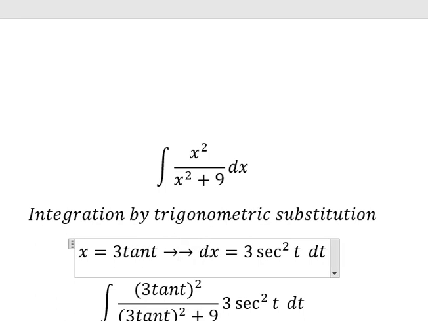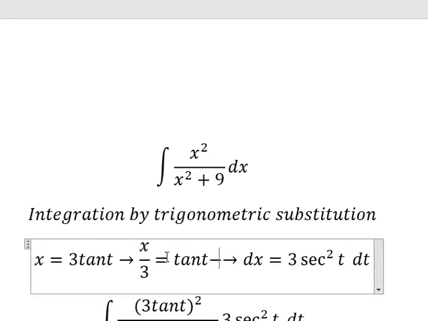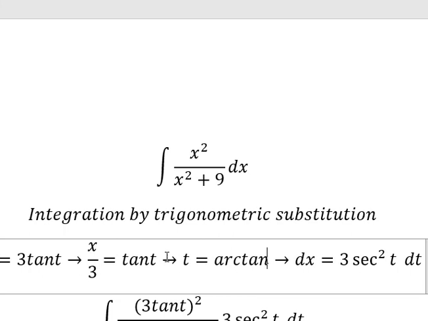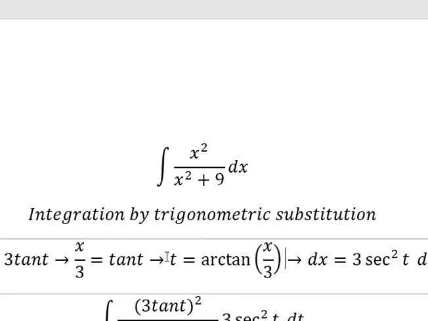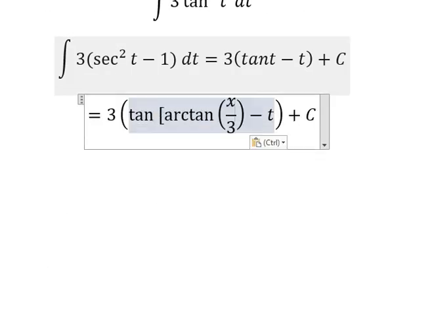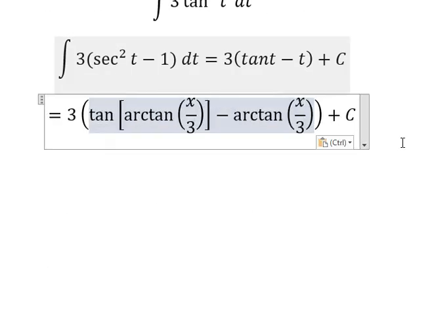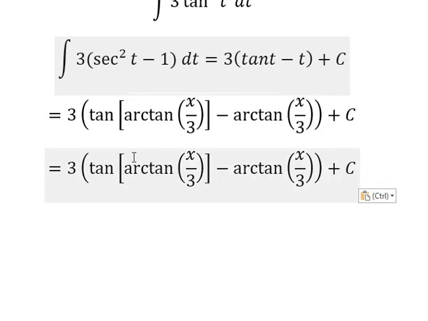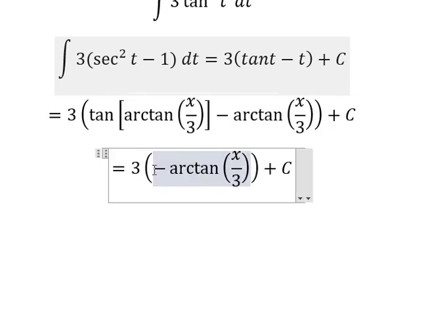So we divide both sides by 3. And we have t equal to arctan of s over 3. So I will put this one to change for t. So tan with arctan, we have s over 3.